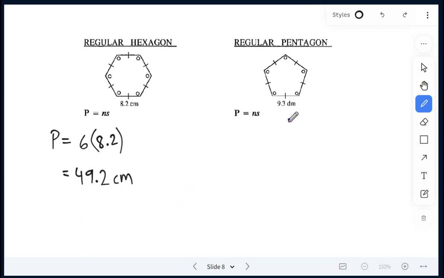All right, here we have a pentagon, a regular pentagon, again meaning all sides are the same length. A pentagon is 5-sided: 1, 2, 3, 4, 5. So again, n is the number of sides. There are 5 sides. The side length is 9.3. We just multiply that, so 46.5 decimeters.